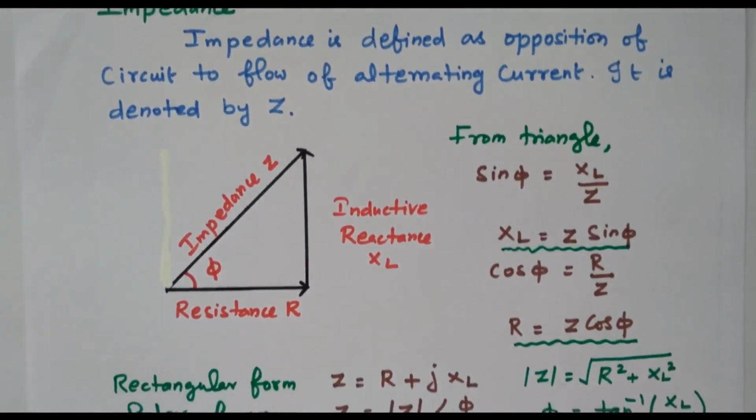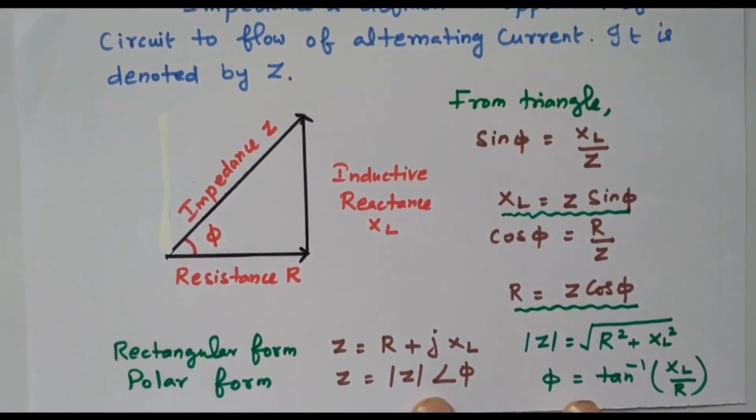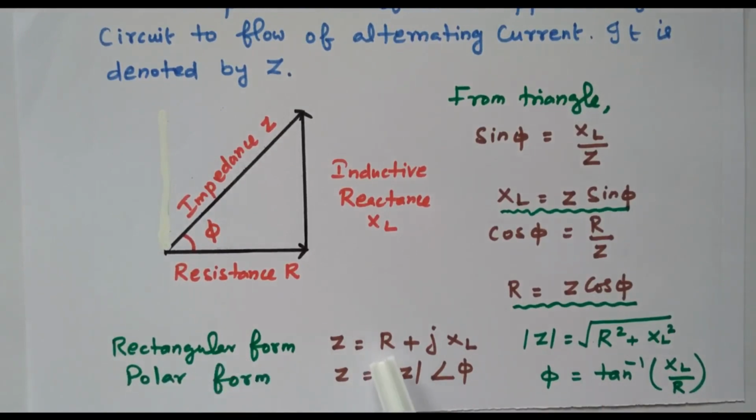Now we'll find the impedance. What is the expression for impedance? Impedance is R plus jXL, that we already discussed. R plus jXL is the impedance in rectangular form. Then modulus Z angle phi is the polar form. How will you find this modulus of Z, the magnitude? That is the square root of R square plus XL square. Then how will you find the angle phi? Tan inverse XL by R. So the impedance can be represented in two different forms, one is rectangular form, another one is polar form. In the polar form, the magnitude and angle can be calculated from these formulas.